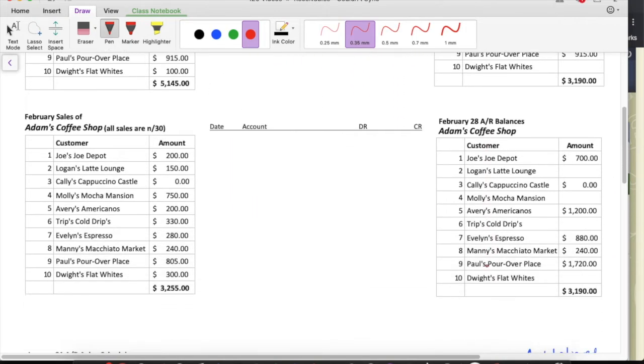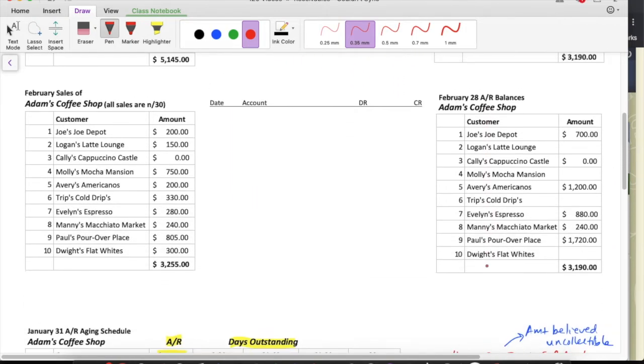Come to February. In February, we make some additional sales. So here's February, transaction 1. We make some sales. Accounts receivable, $3,255. Sales revenue, $3,255.